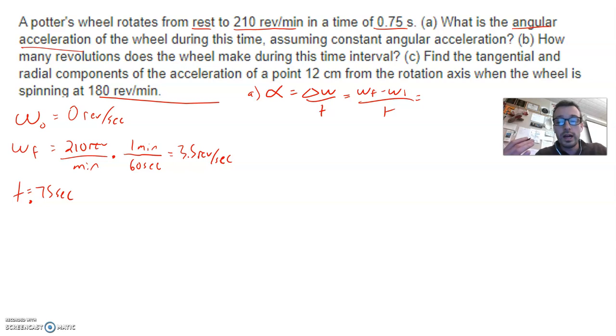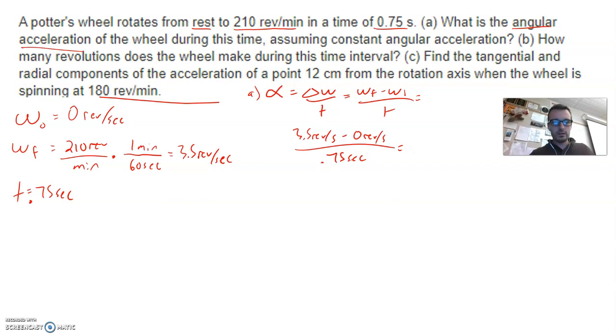Now you see why I chose to do 3.5 revs per second here, because when I do alpha, I'm going to do 3.5 revs per second minus 0 revs per second over 0.75 seconds, and that's going to be equal to, I guess I'll have to drop in my calculator, won't I? Actually, I already did. That is going to be equal to 4.67 revs per second squared. Okay, so that is our current alpha.